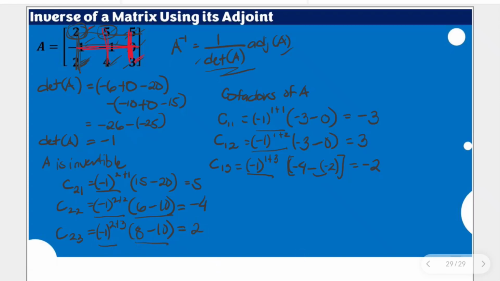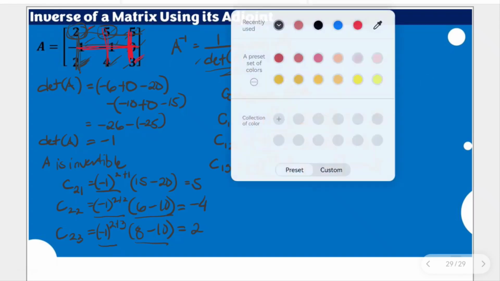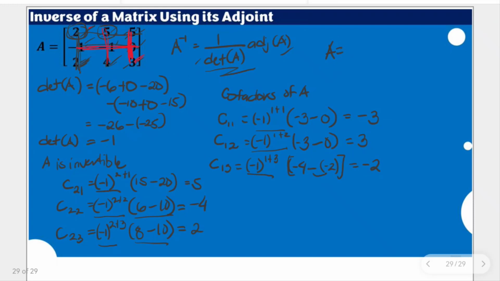Let me copy here again the matrix A because I have so many scribbles already here. So matrix A is 2, 5, 5, negative 1, negative 1, 0, 2, 4, and 3. So let's continue with the cofactor of entry 3, 1, this and that. Okay, so you will have 5 times 0 is 0, but you still have negative 1 to the power 3 plus 1, and then minus 5 times negative 1, negative 5, double negative property, you will get 5.